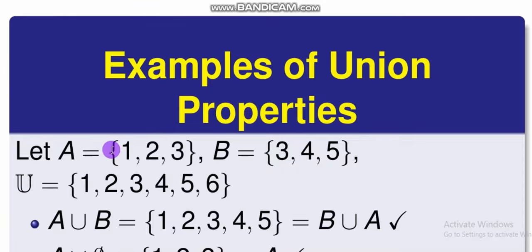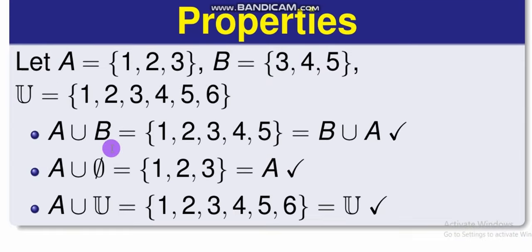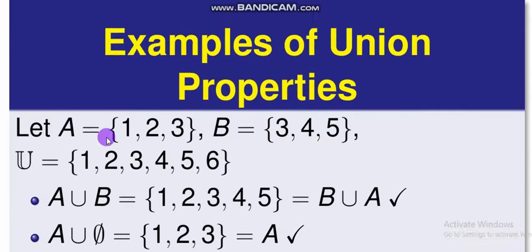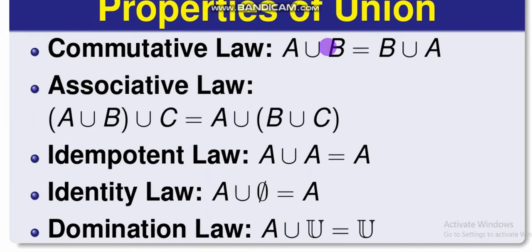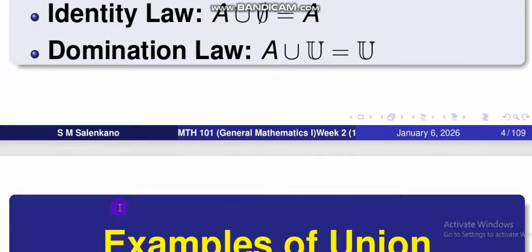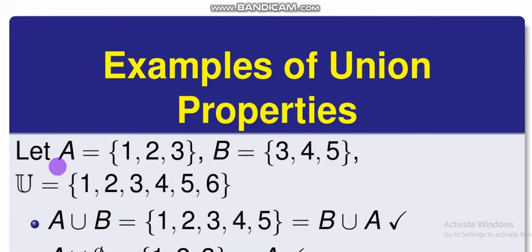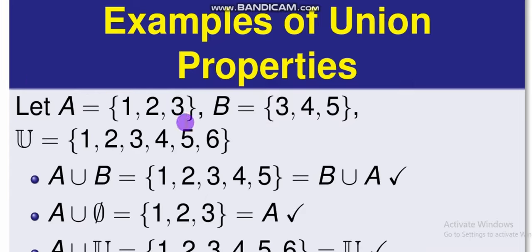Now, examples of union properties. We are going to give examples. Remember, the first one that we gave was A union B is the same as B union A. That will not change. So we are going to see some of the examples. Let A be a set of three elements 1, 2, and 3, and set B a set of elements 2, 3, 4, 5. And these two sets A and B are obtained from the universal set, which has elements 1, 2, 3, 4, 5, 6.